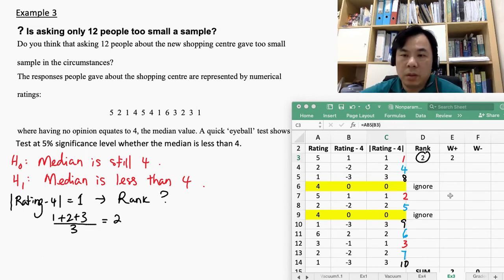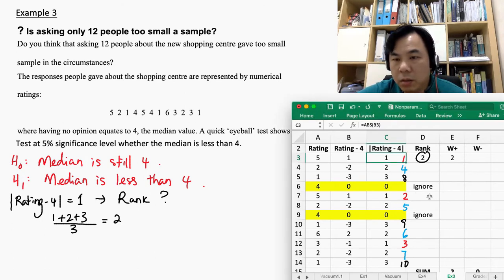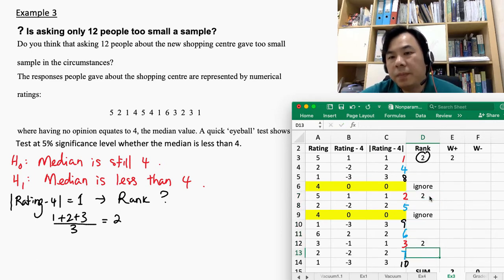Okay, so in this case, I'm going to key in manually here. So you will know that this one will be 2, then this one will also be 2 here. Okay, now I hope that is clear. And then next for the second ranking, you notice that 4, 5, 6, and 7.